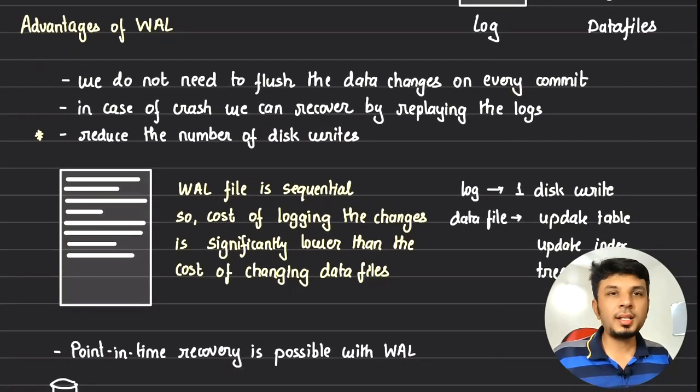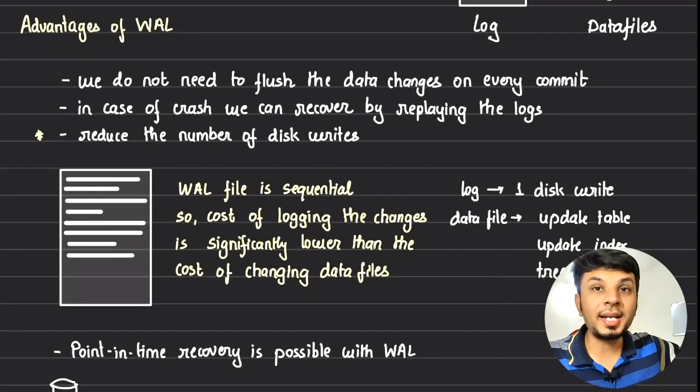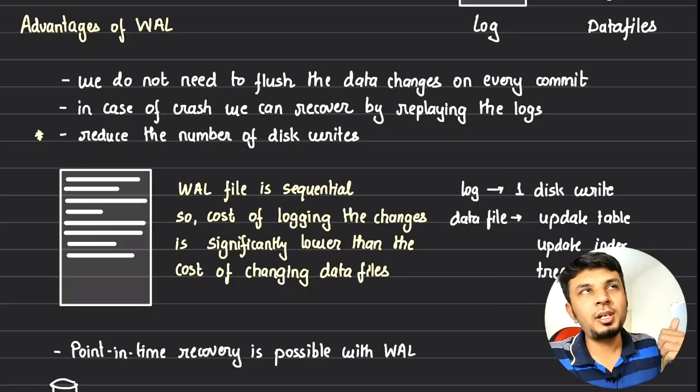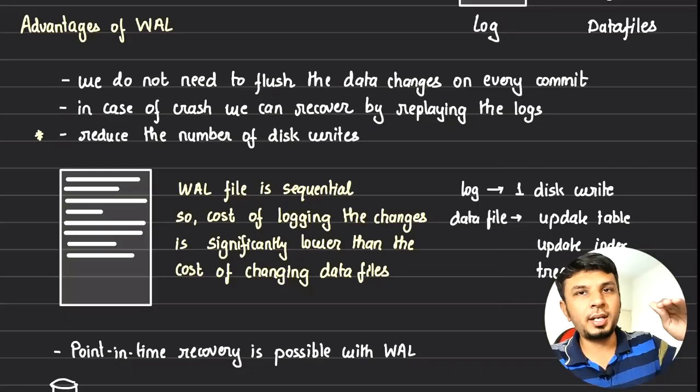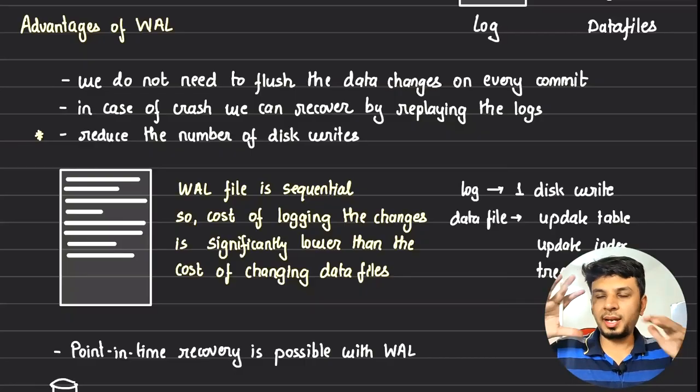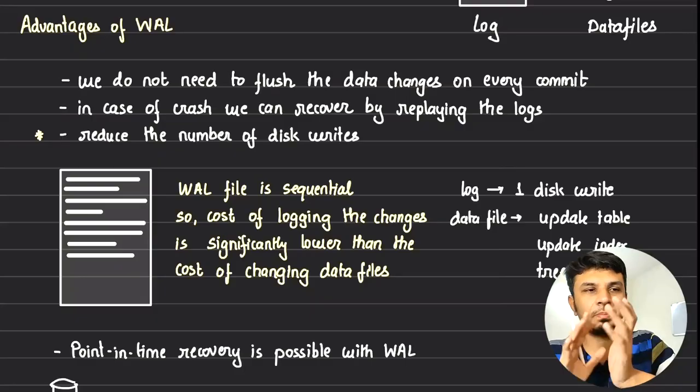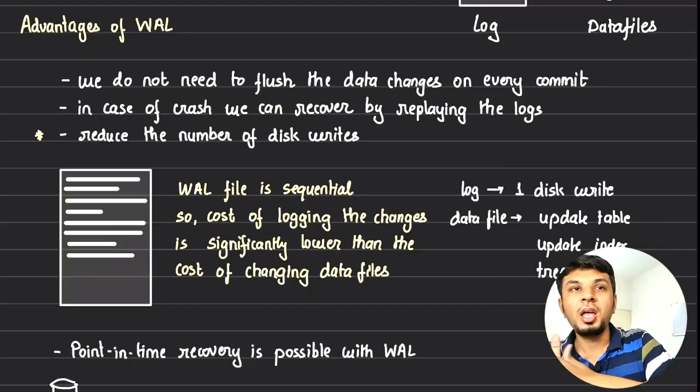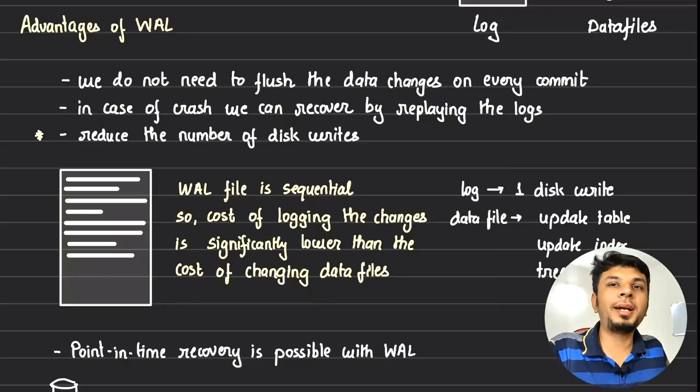So what are the advantages of write-ahead logging? First of all, on every commit, if on commit you were flushing the entire data changes, the entire data alterations that happen, onto the disk, you can now avoid that.